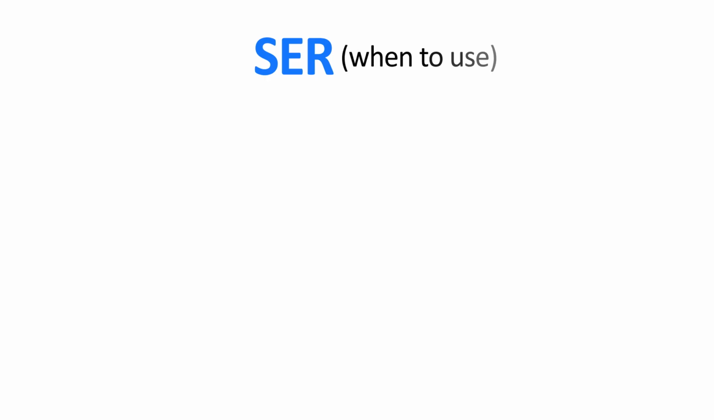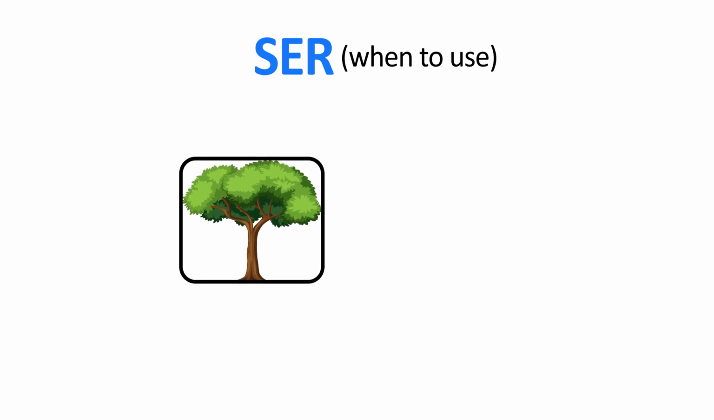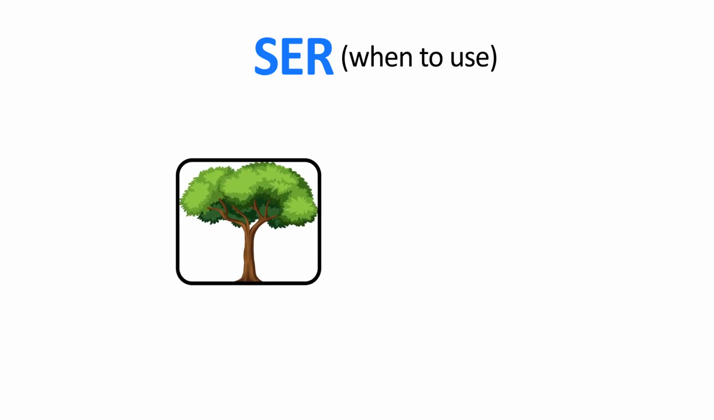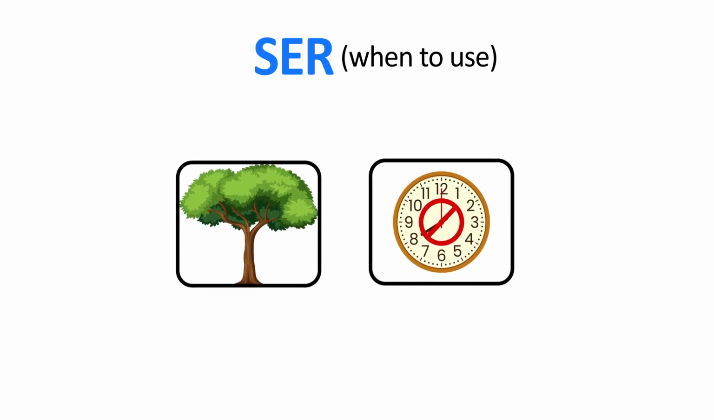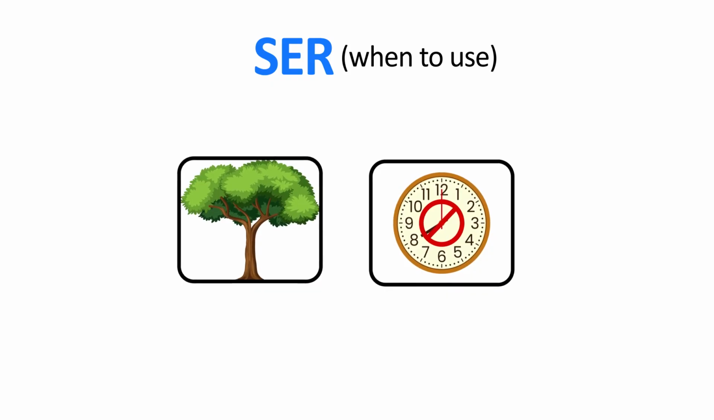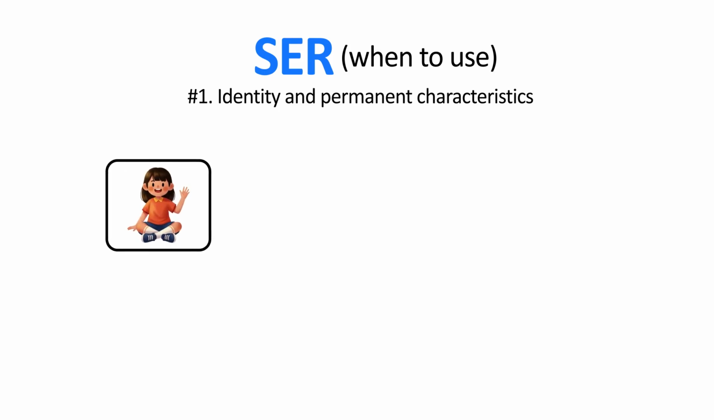Now let's talk about when to use ser. Ser is for things that are fundamental to identity or nature. It's for defining what something is, not describing a temporary state. Let me break this down into clear categories. First category, identity and permanent characteristics. Use ser to say who someone is or what defines them as a person.